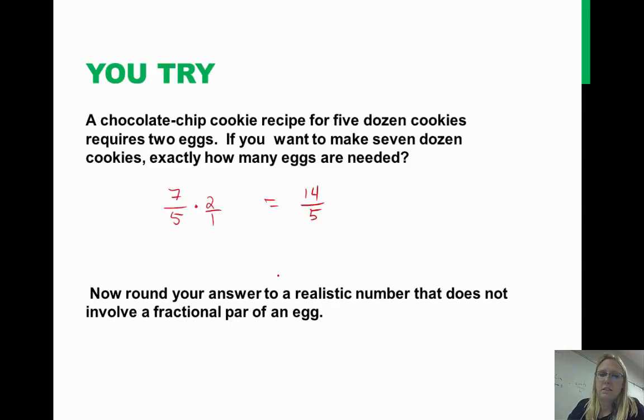So in this case, exactly how many eggs are needed? Well, we can't have 14/5 of an egg. So that's like saying 2 and 4/5, right? So really, the realistic thing that we're going to do is actually round up. So we would actually get like 3 eggs for this recipe.